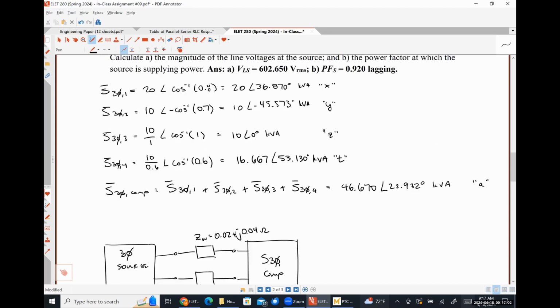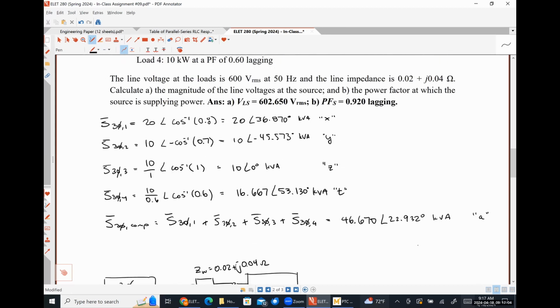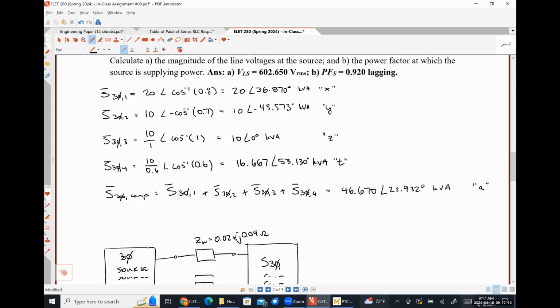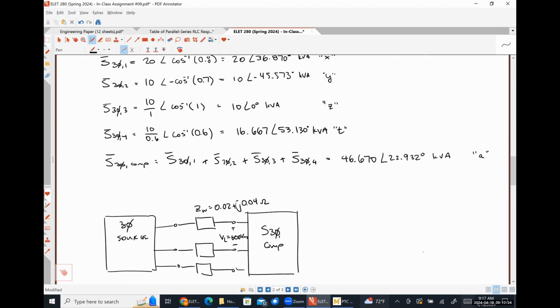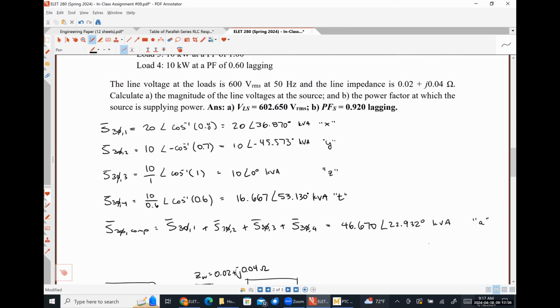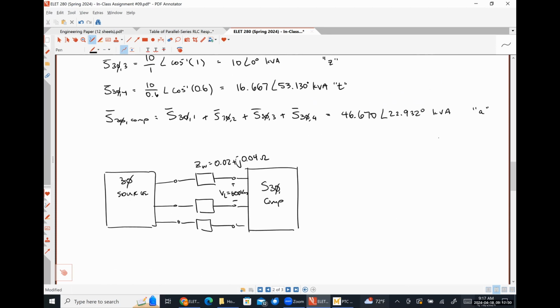Okay. We were told that the line voltage at the loads is 600 volts RMS. So we have VL is equal to 600 volts RMS between the A and B phase, the B and C phase, the C and A phase. That's just a magnitude, okay? Our ultimate goal is to determine the magnitude of the line voltages at the source.